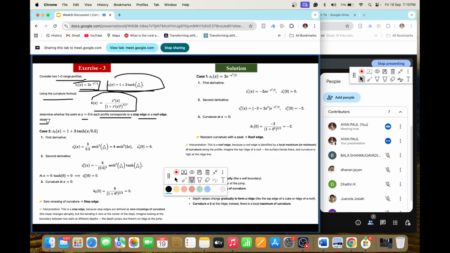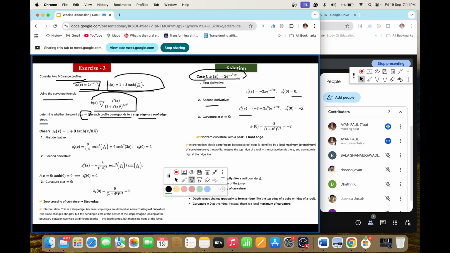So what you first have to do is take the derivative of it. Let's consider case 1. This is our first curve, so case 1, first curve. You have to take the first derivative, so the first derivative comes out like this. Then you can calculate it at point x equals 0, so that comes like this. The second derivative comes like this.